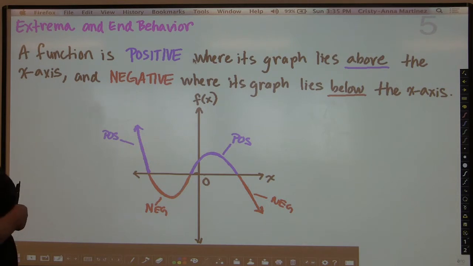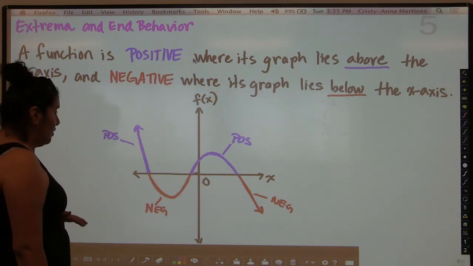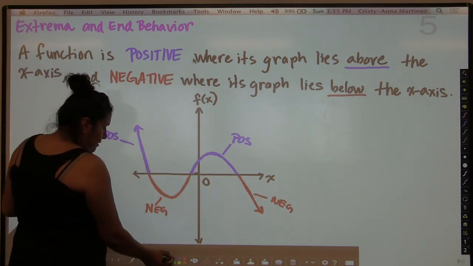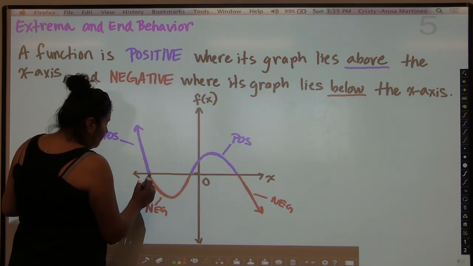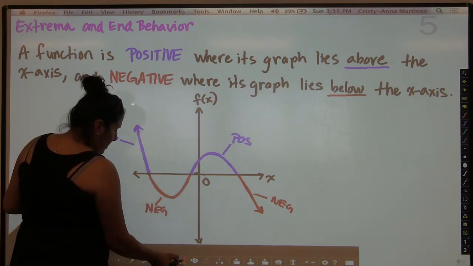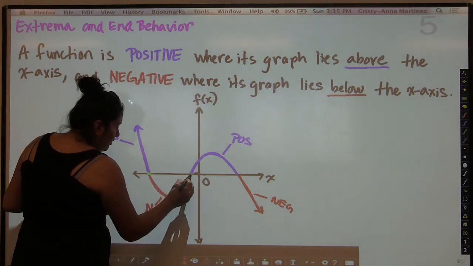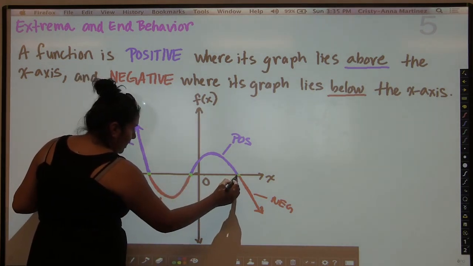So we're going to be talking about extrema and end behavior. Here we begin with our first graph, and we're talking about whether or not a function is positive or negative. A function is positive where its graph lies above the x-axis, and it's considered to be negative where the graph lies below the x-axis. So here I have a graph for you. There are 3 points here that I'm highlighting in green.